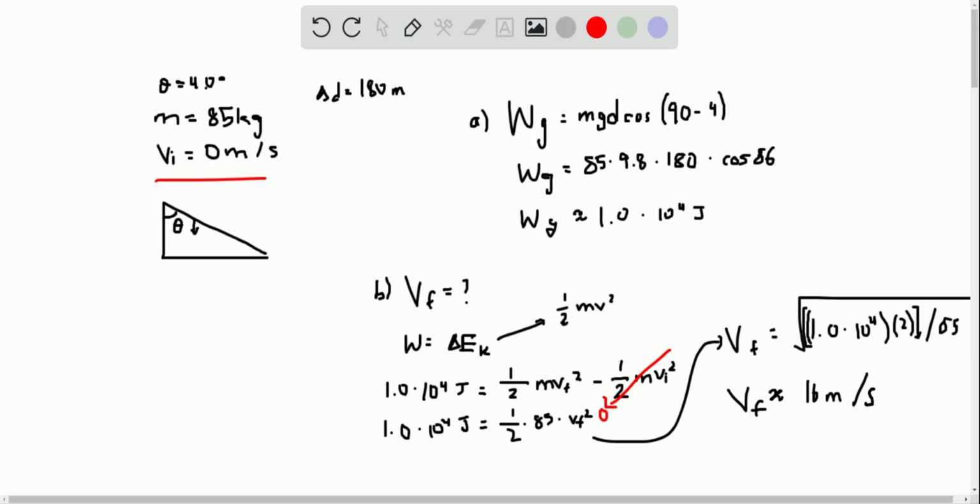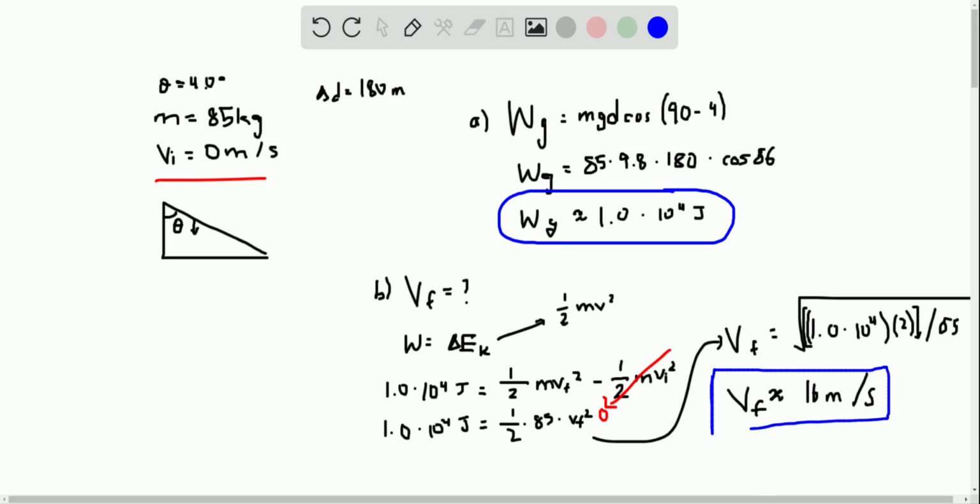So we have the net work done by gravity is 1.0 times 10 to the 4 joules, and the final velocity of the cyclist is approximately 16 meters per second.